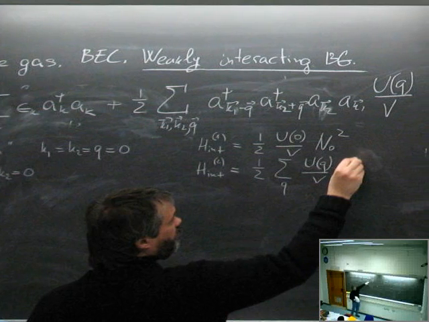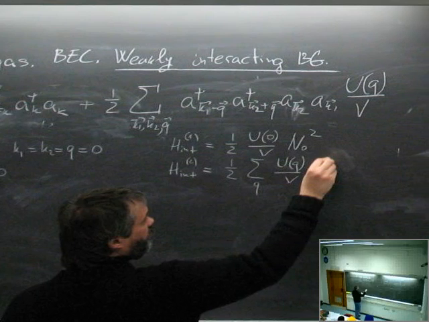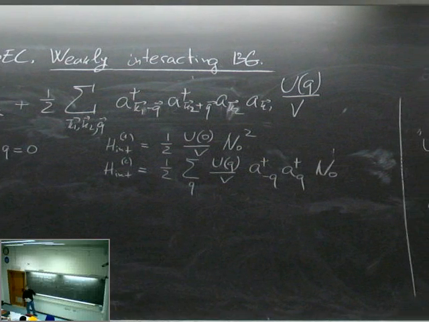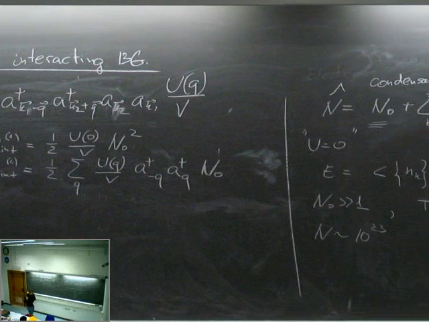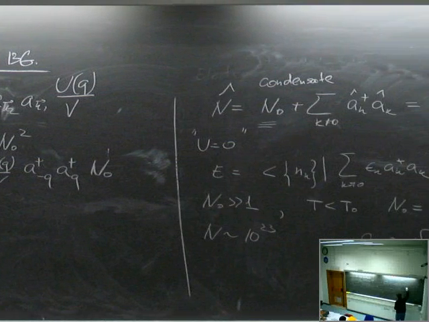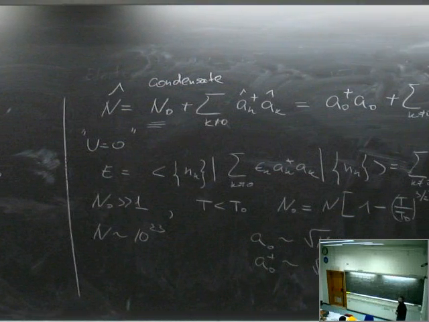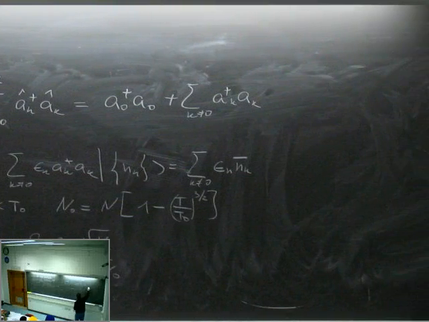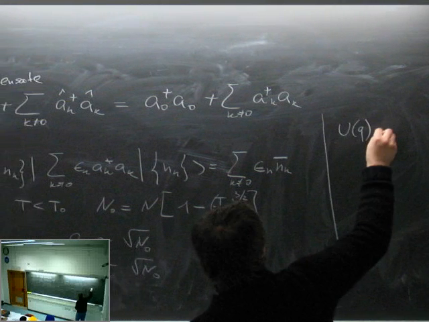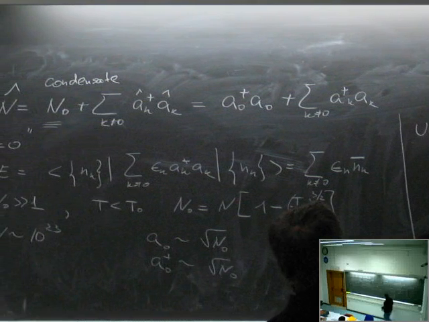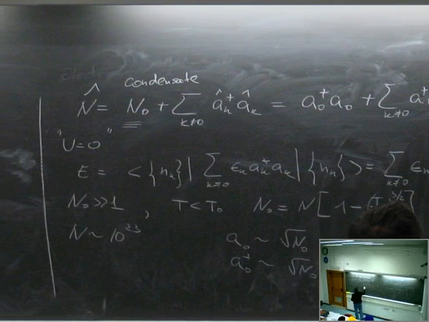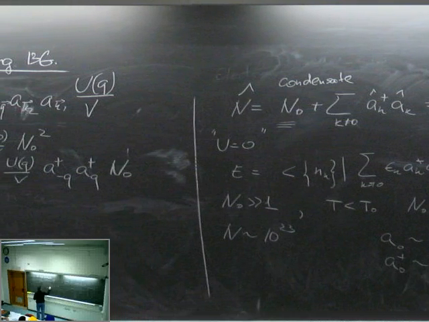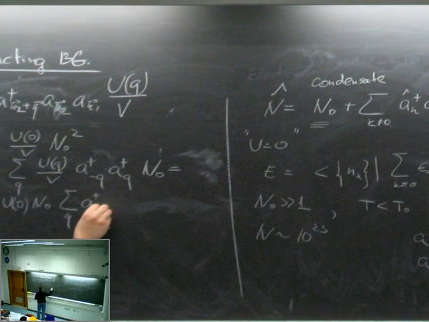So K2 is equal to 0, K1 is equal to 0. We replace this by n node, and these two remain on 0. As I said, at this very moment I will assume that my potential is very short range, and everywhere I will replace UQ as approximately U0. So therefore, this one is equal to 1/2 U0 n node sum over Q, A dagger minus Q, A Q.